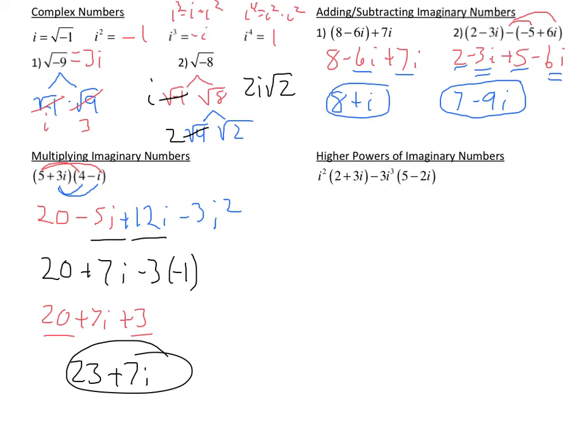So here we go. i squared times 2 is 2i squared. And i squared times 3i is 3i cubed. Then I have a negative 3i squared times 5, which is negative 15i cubed. And a negative 3i cubed times 2i, which is a positive 6i to the 4th. So what we first did is we distributed the i squared to these and the negative 3i cubed to these.